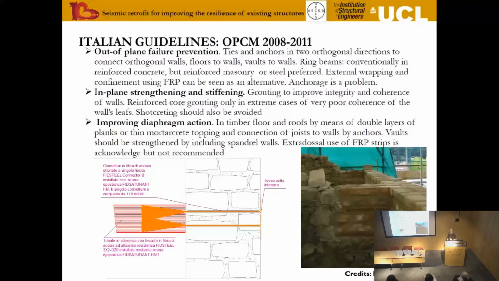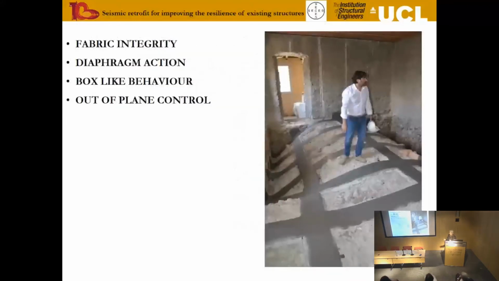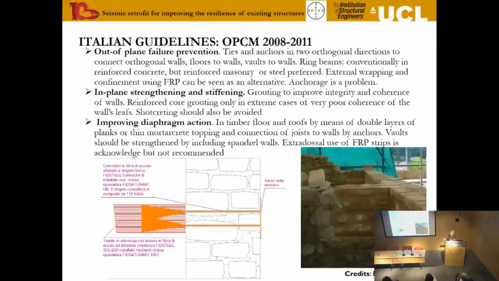Now, I just introduced a new set of guidelines which were in preparation just before the earthquake in 2009 of L'Aquila, and they came into actual effect in 2011. So for the first time, it was explicitly mentioned that buildings need to be assessed for out-of-plane failure, and this needs to be prevented.